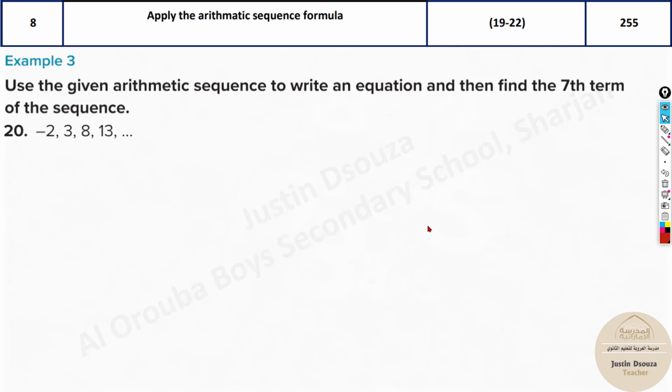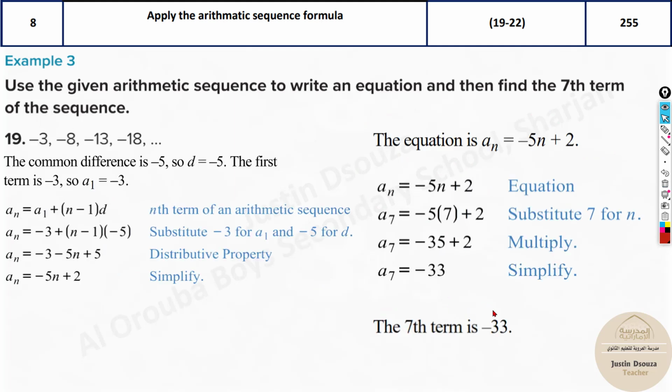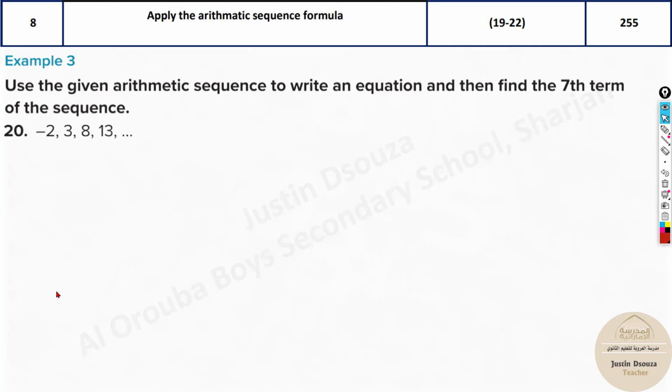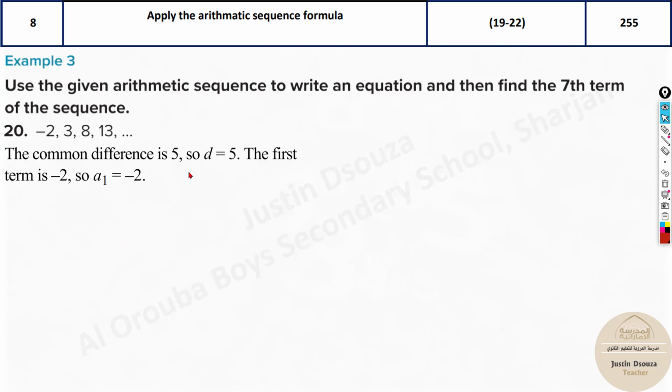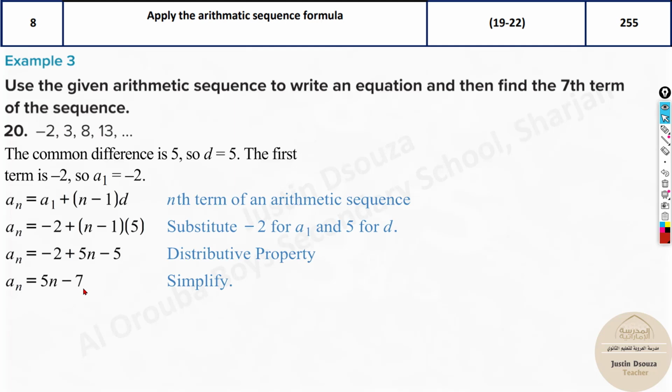Same thing for the other problems. See, the 7th term is minus 33, but if they ask you the equation, then this is the equation. Here as well, they have told you the seventh term, but the equation will be this first part by substituting the formula. See, d over here will be 3 minus of minus 2, it will be 5, or 8 minus 3, that is 5. First term is minus 2. Substitute, you will get the answer.